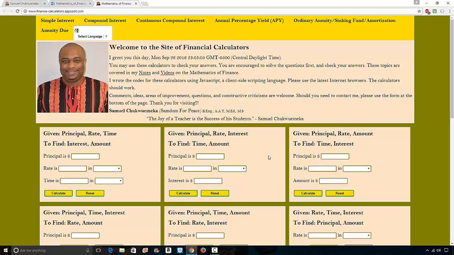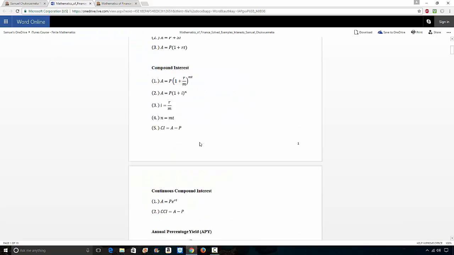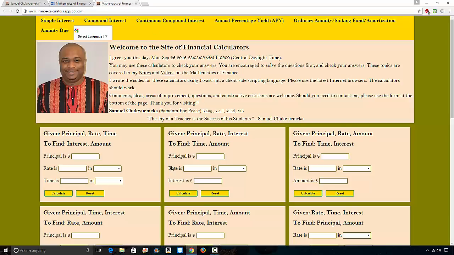Okay, as you can see here, it is recommended that you have solved the questions first. You solve the questions with these formulas first, then you can now check your work with these calculators. Okay, I will show you how you can use them. It is recommended that you use the latest internet browsers, okay, but this works well. And this is the website here, www.finance-calculators.appspot.com.